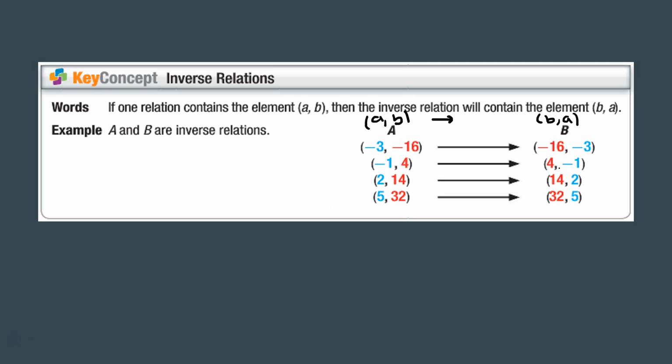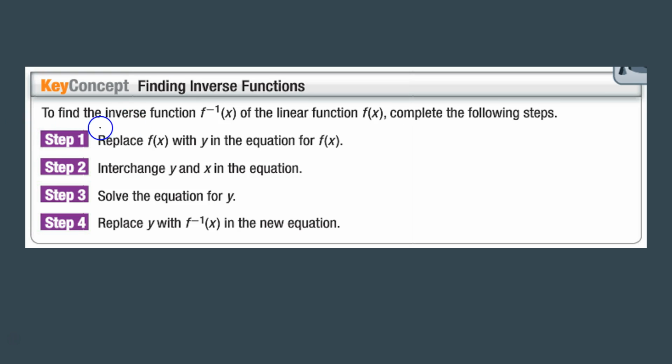So let's try one of these examples. Alright, now we're going to be finding inverse functions. To find the inverse function f inverse of x, that's the way you say it, of the linear function f of x, complete the following steps. The first step is to replace f of x with y in the equation for f of x. Step 2 is to interchange y and x in the equation. Interchange is just a fancy way of saying switch. Then step 3 is to solve the equation for y. Last step is to replace y with f inverse of x in the new equation.